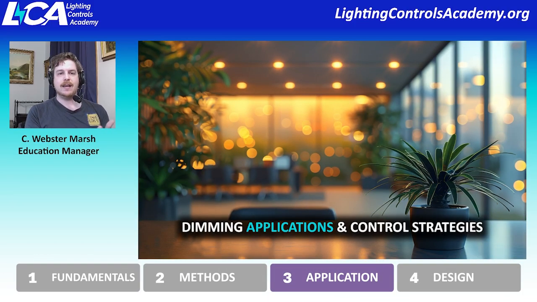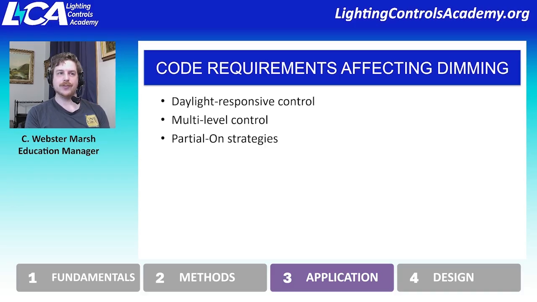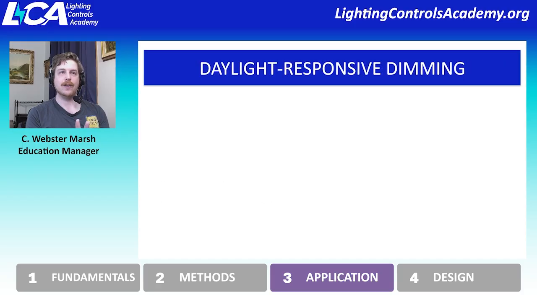All right, so dimming applications and control strategies. Now we're getting into sort of how we're applying dimming. So the very first thing, code requirements affecting dimming: daylight responsive control, multi-level control, partial on strategies, partial off strategies, demand response, functional testing requirements. We're going to go over all of these.